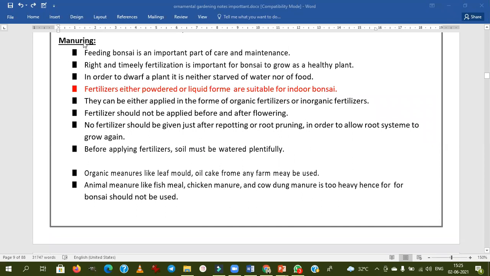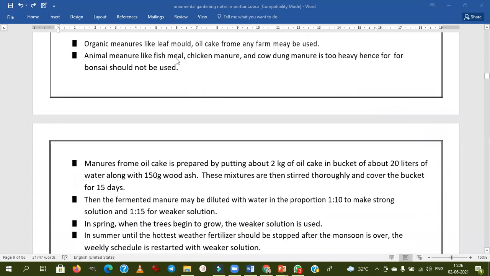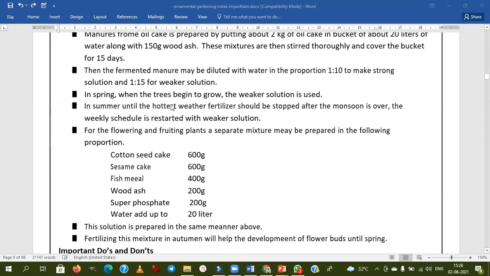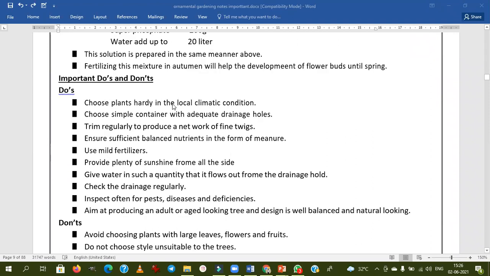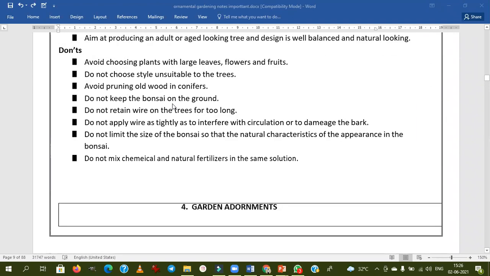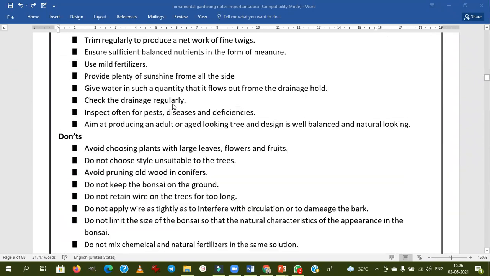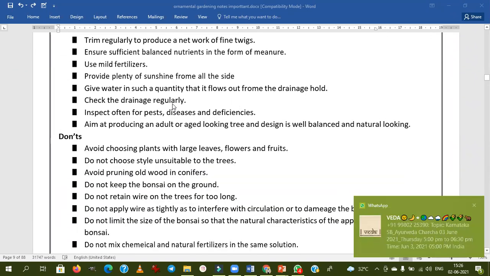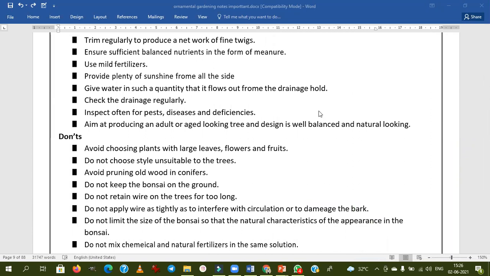Then manuring means application of fertilizer. We will use the powder form or liquid form. We use both forms, and we will mainly use organic manures like leaf mold and cakes. Then this will complete bonsai and its styles. These are all the important points to be remembered with respect to JRF or SRF type of examinations. Any doubt in these concepts?